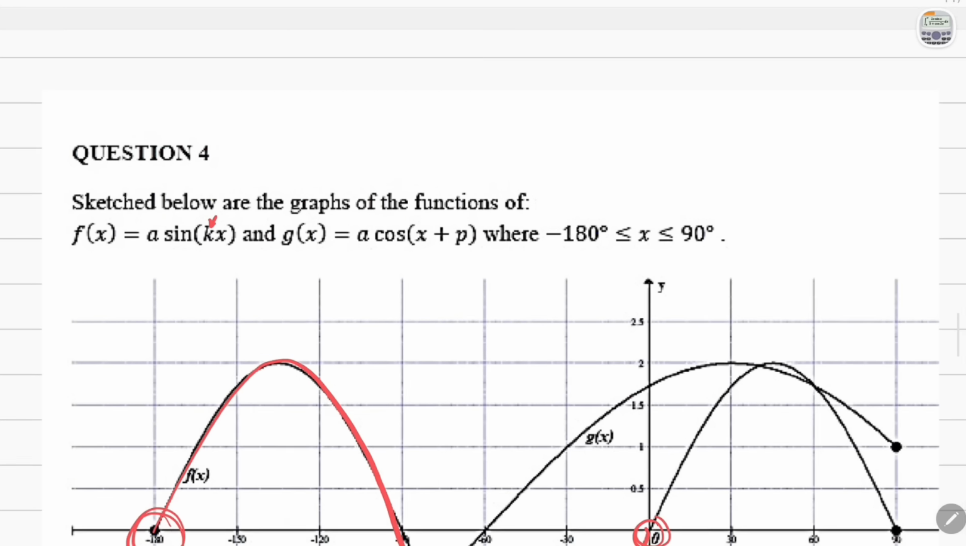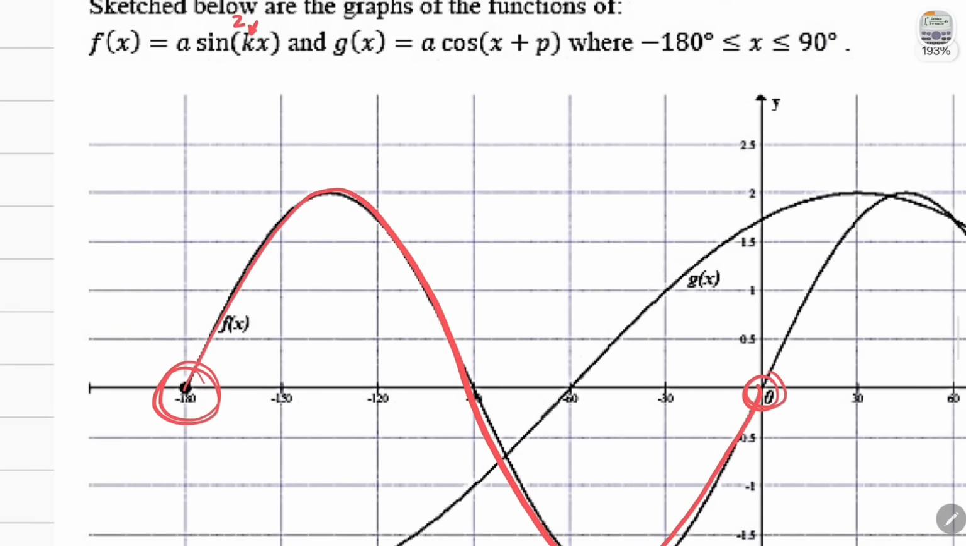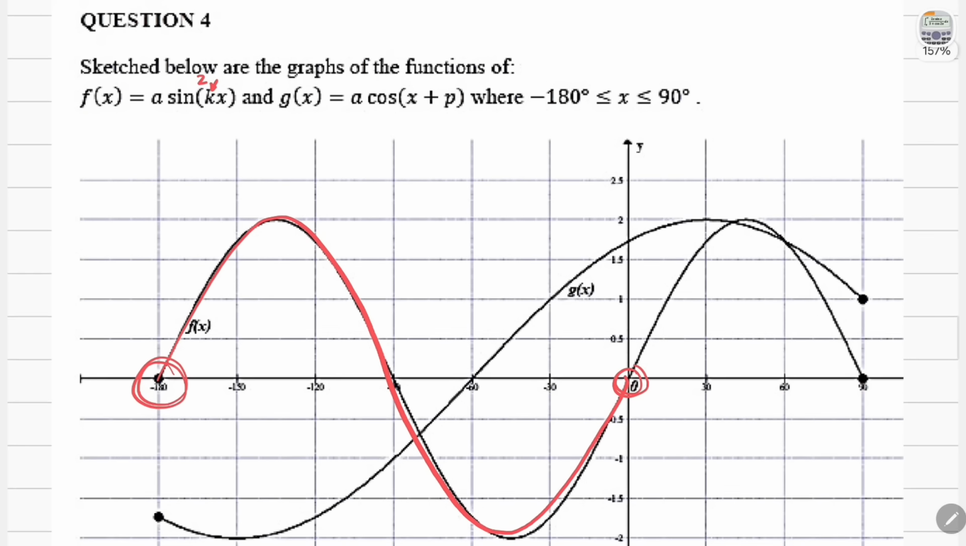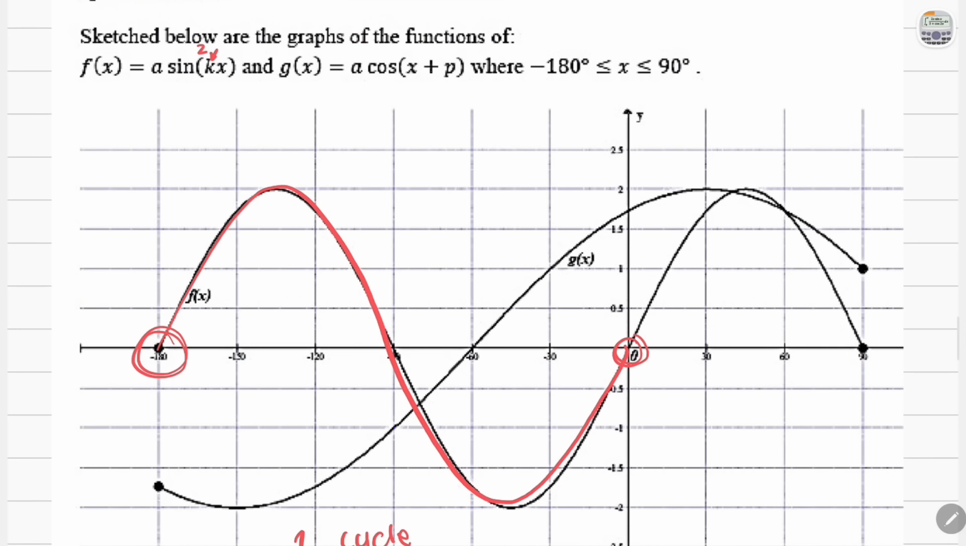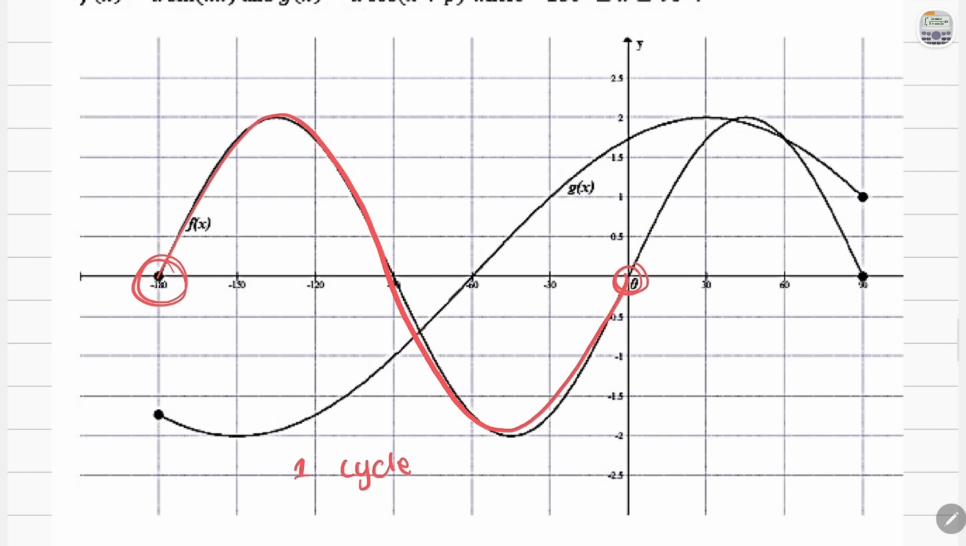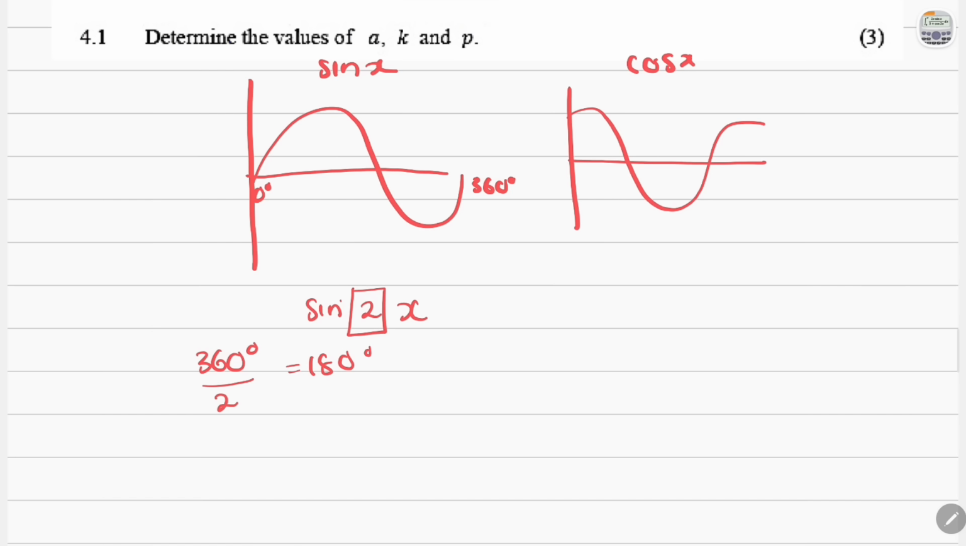I'll just leave it here for now. I don't know what I'm going to need there. So I know that k is 2. Great. Now, they also say a sine x. So, here's the thing about a. That a usually stands for the amplitude of your graph. The definition of an amplitude is the height of a graph from the middle, from the midline.